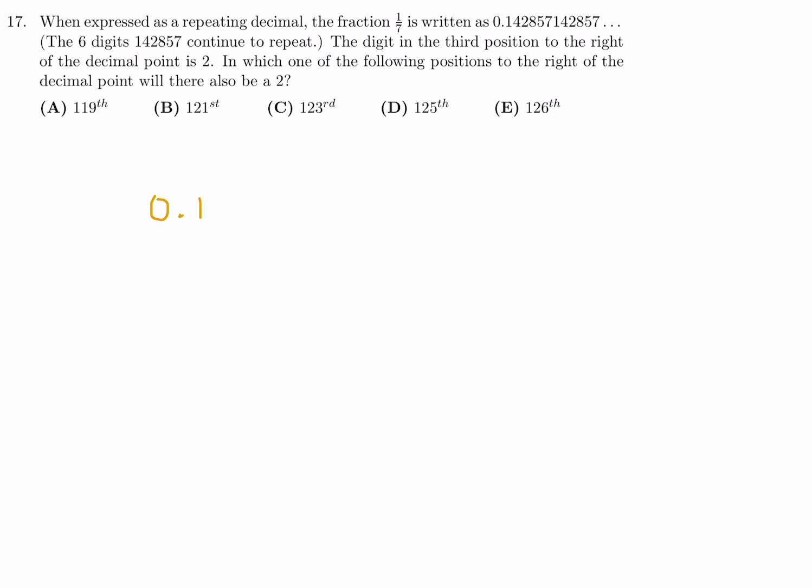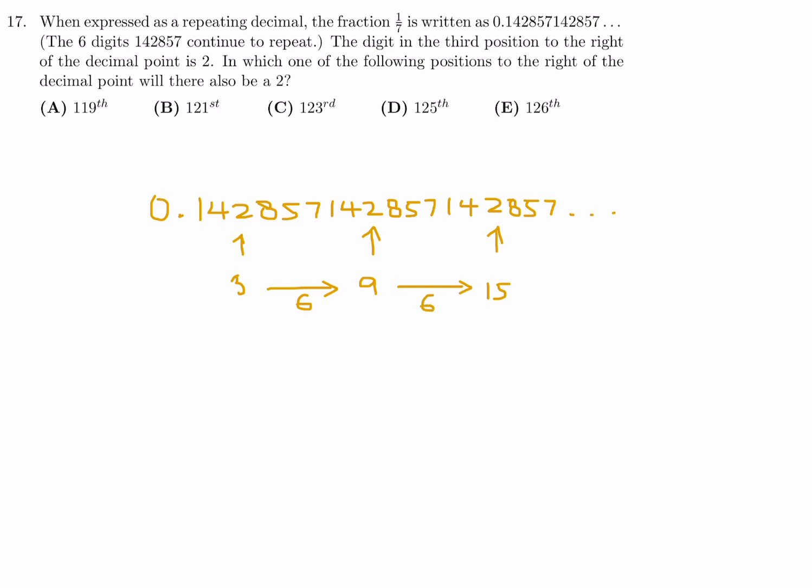So I'll just write it a few times. 142857, 142857, 142857, and so on, right? You guys get the idea. Well, the 2 here is in the third position. The 2 here is in the 9th position, and the 2 here is in the 15th position. So basically, it's going up by 6 every time. So that means that all the 2's are in the position of the form 3 plus 6n, right?